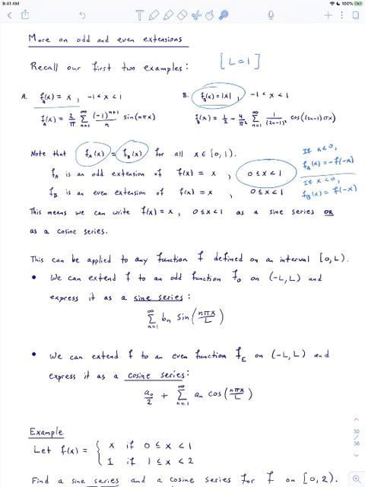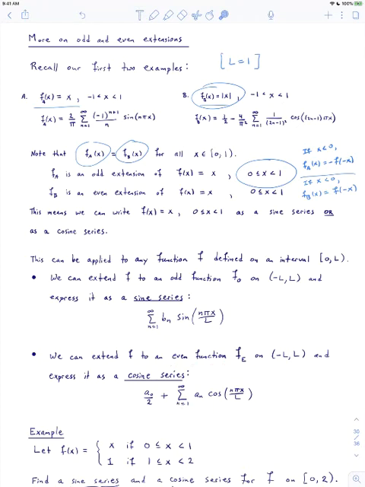Now this can be applied to any function f defined on an interval from 0 to L. So you can extend f to an odd function, which I'll call f sub o for odd, on minus L to L, and we can express it as a sine series. Or we can extend f to an even function, which now I'm calling f sub e, on minus L to L, and we can express that as a cosine series, like so. So anytime you have a function which is defined on the interval from 0 to L, you can either extend it to an odd function, which gives you a sine series, or you can extend it to an even function, and that gives you a cosine series.